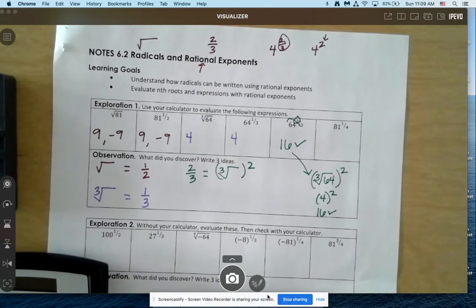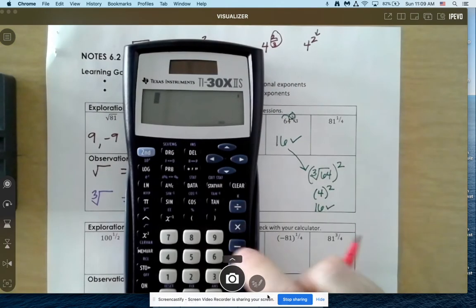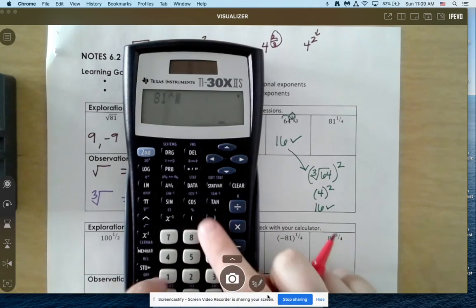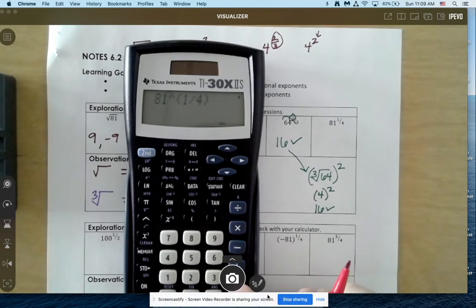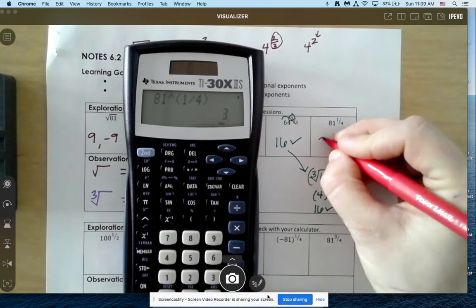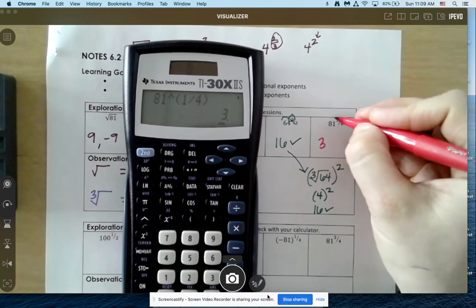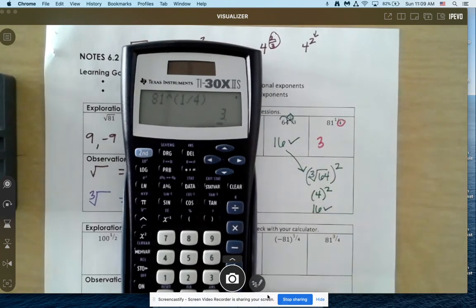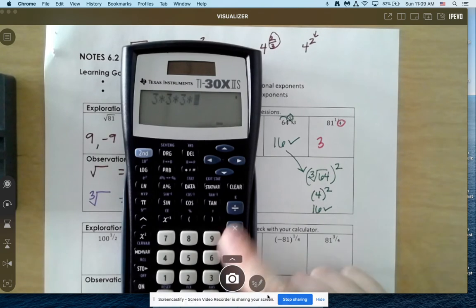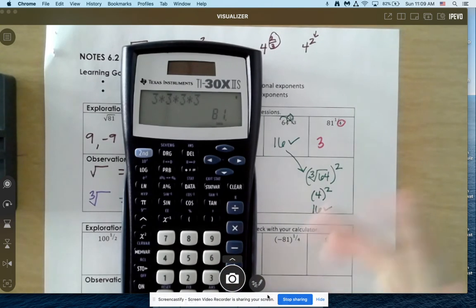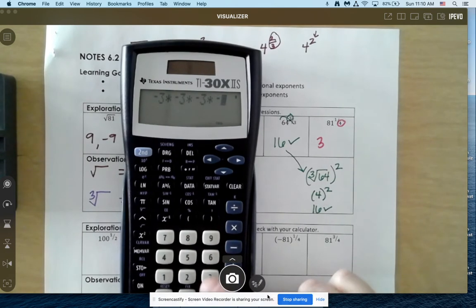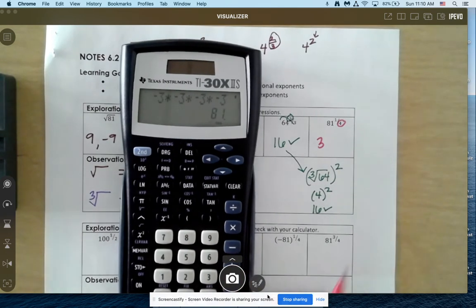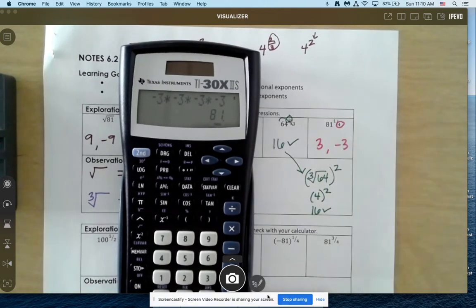All right, and then our last one here, folks, 81 to the 1/4 power. So in your calculator, you're going to hit 81 to the power of 1 divided by 4. So this is what it should look like. Hit equals, and it should be 3. So this is saying what number times itself 4 times is equal to 81. So 3 times 3 times 3 times 3 gives me 81. Let's just try the -3 just to make sure. So -3 times -3 times -3 times -3 also equals 81. So 3 and -3 are your answers there.